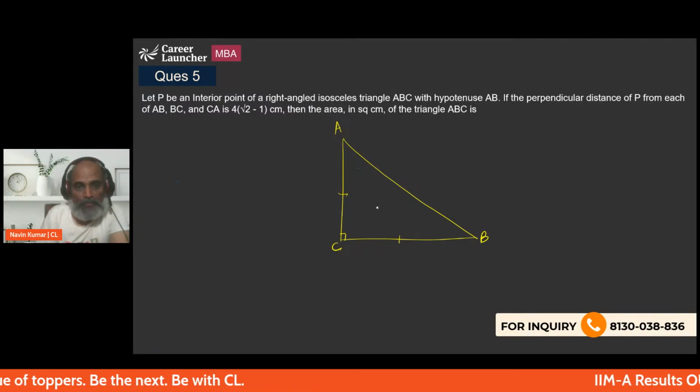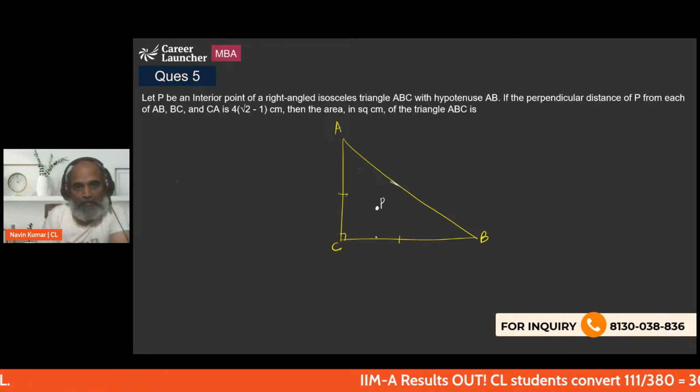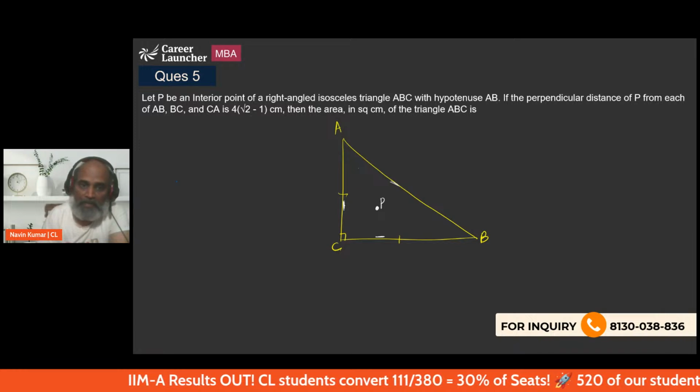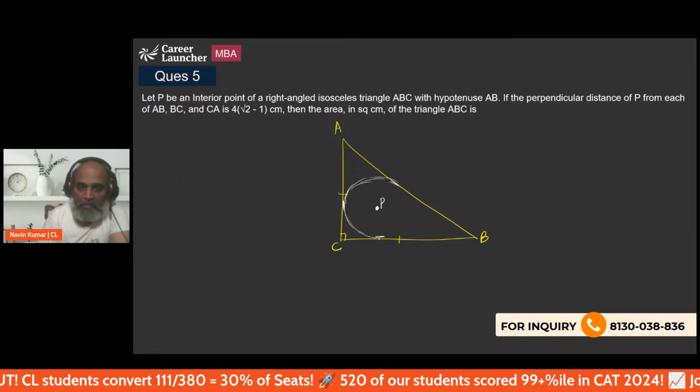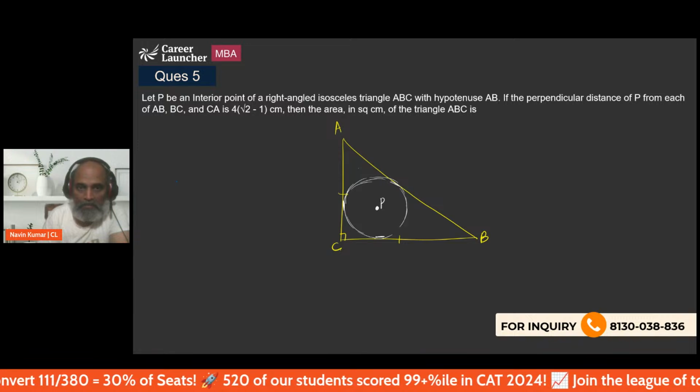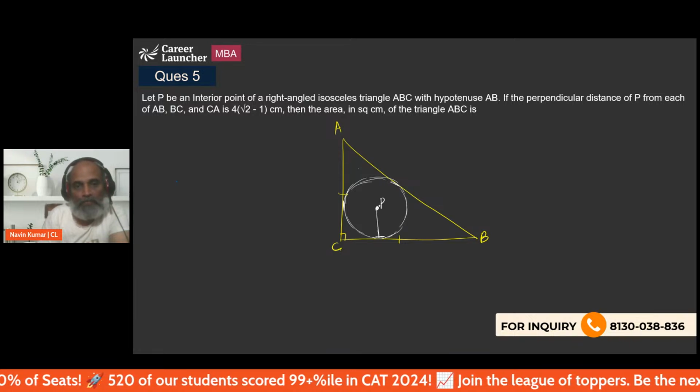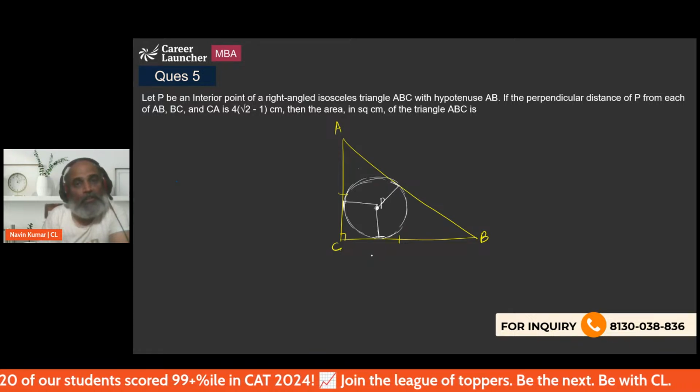So we need to find a point P such that how far it is from AB, how far it is from BC, and how far it is from AC, are equal. So basically we are talking about the inradius of a right angle triangle.